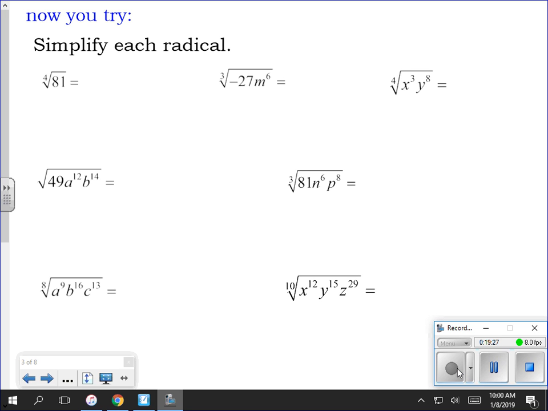First one, 4th root of 81, that's 3. I actually had that same problem on the previous page. Cube root of negative 27 m to the 6th. Cube root of negative 27 is negative 3. 6 divided by 3 is 2, so that's m squared. The next one, 4th root of x cubed cannot be simplified. 4 does not go into 3, so the 4th root of x cubed stays right there. You can't do anything to that. You can, however, simplify the y to the 8th. 4 goes into 8 twice, so I pull out a y squared.